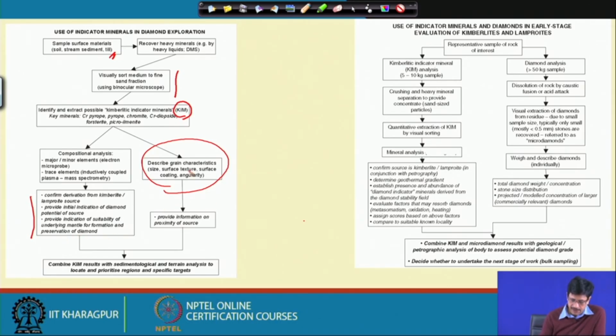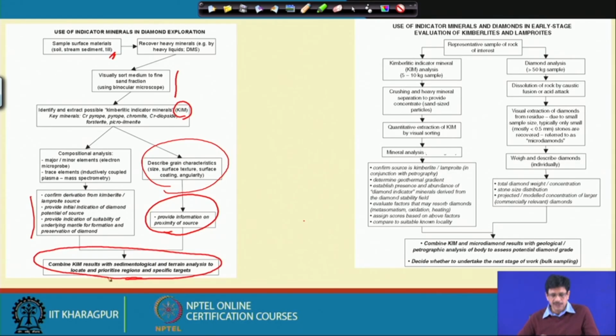And here, while the composition gives us the idea that this garnet is coming from a kimberlite which is most likely to have been diamond bearing, having come from a mantle source where the diamond was stable, that will essentially not give us an idea about how far the source could be from where it was recovered. So, the grain characteristics, size, surface texture etc., will give us the information on the proximity to the source. So, combine kimberlite indicator mineral results with sedimentological and terrain analysis to locate and prioritize the regions of specific target.